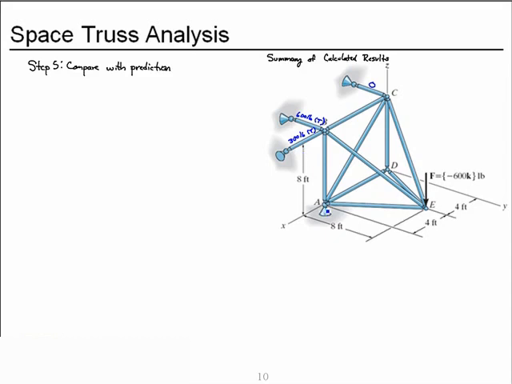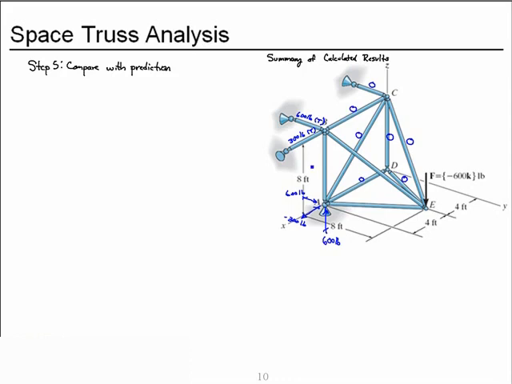At A, we had a Z reaction of 600 pounds up, an AX reaction of 300 pounds in the opposite direction, and an AY of 600 pounds in the positive Y direction. We found member CE to have 0 force in it, CD to have 0 force in it, DE 0 force in it, AC 0 force, BC 0 force, and AD 0 force.